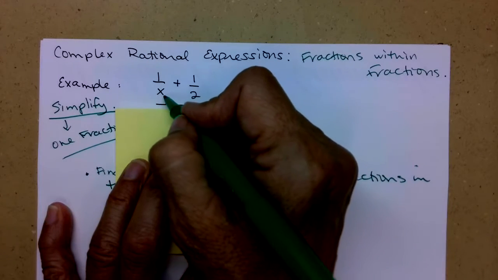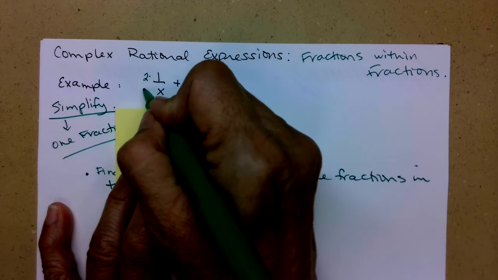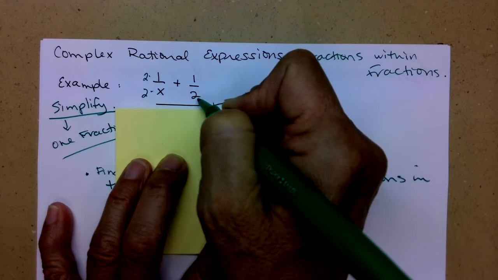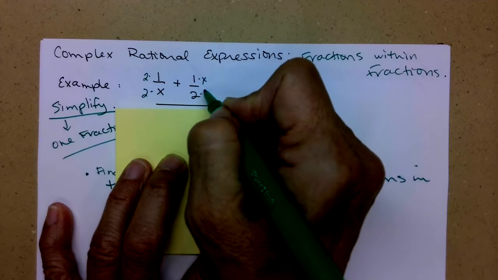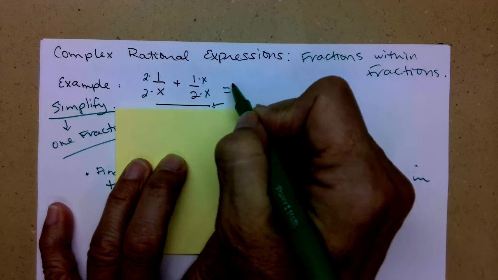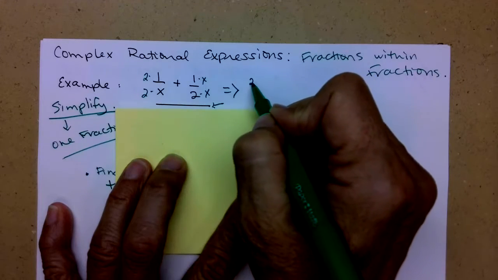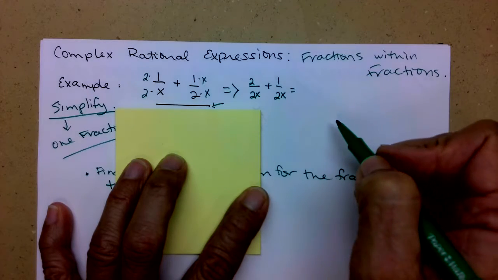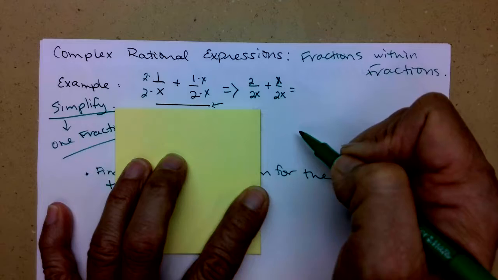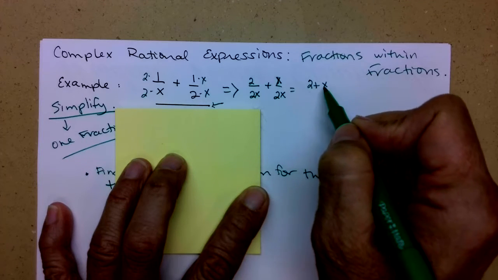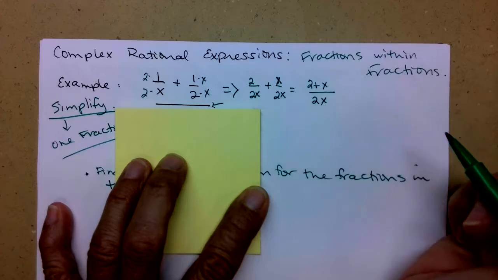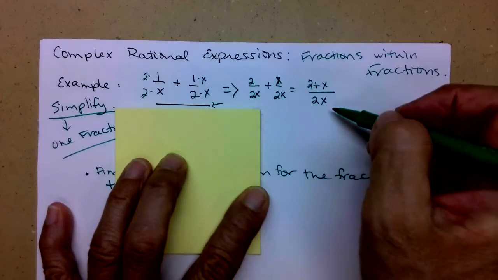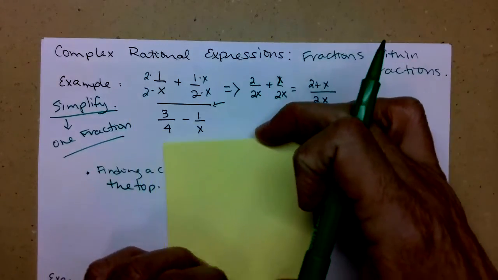So first fraction, it has the x, it needs the 2. So we're going to multiply top and bottom by 2. Second fraction, it has the 2, it needs the x. So we're going to multiply top and bottom by x. So I'm just looking at the top now. So I'm going to have 2 over 2x plus 1x over 2x, and then I can combine those, and now I have 2 plus x for the top over 2x. Okay, so I added the 2 fractions on the top by first getting a common denominator. So that's your first step.